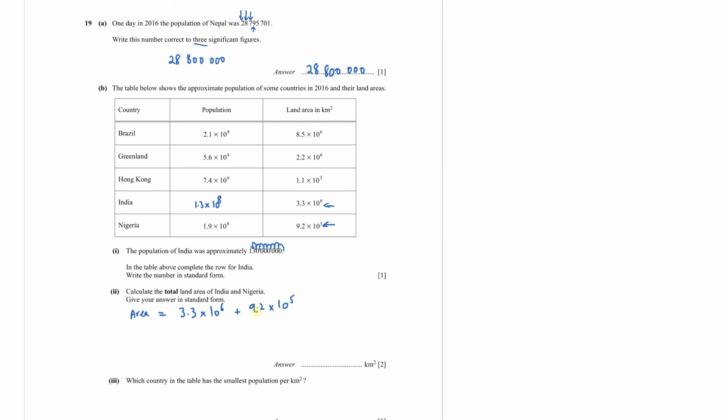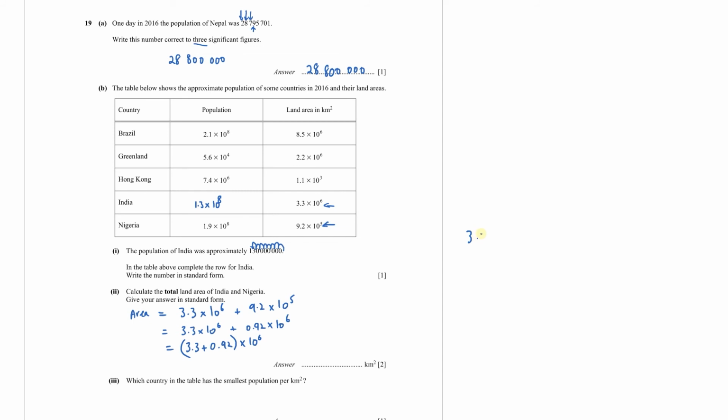So I can change this 10 to the power 6 by moving this decimal one place to the left. So 3.3 into 10 power 6 plus 0.92. I move the decimal one place to the left, which means I will increase the power of 10 by 1 as well. Now the powers of 10 are the same, so I can take them common. So I will get 3.3 plus 0.92 into 10 power 6.